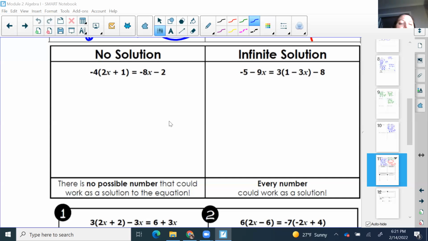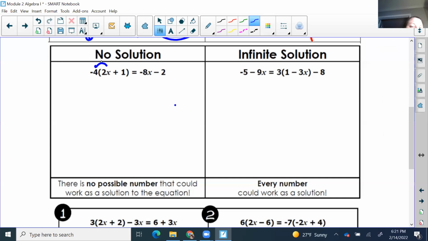All right, so what I need to do is I have to distribute first. So again, look what happens. I distribute this 4 in here and I get negative 8x minus 4 is equal to negative 8x minus 2. Now here's a big red flag.